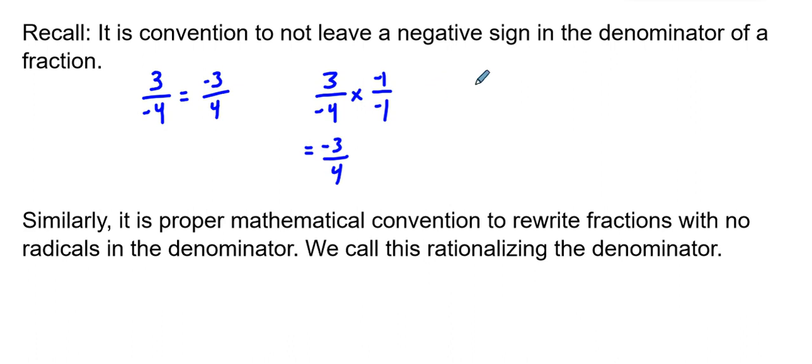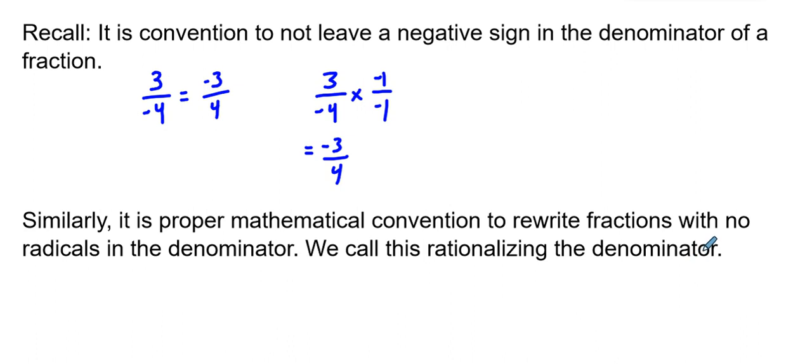And sometimes in this case, because of that, we'll actually see the negative sign right out front of the fraction, as opposed to just being with the numerator. Regardless how you picture this, it is convention to not leave the negative sign in the denominator, but instead write it in the numerator. And so a similar mathematical convention occurs when we write radicals in the denominator. It's convention to not do that, to not have radicals in the denominator. And we call this rationalizing the denominator.